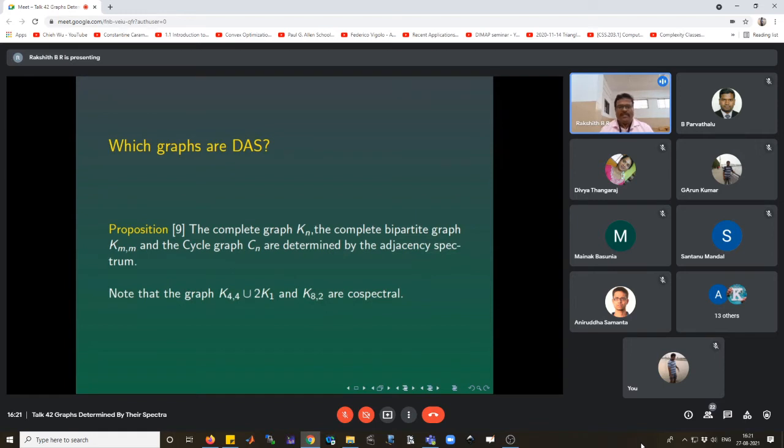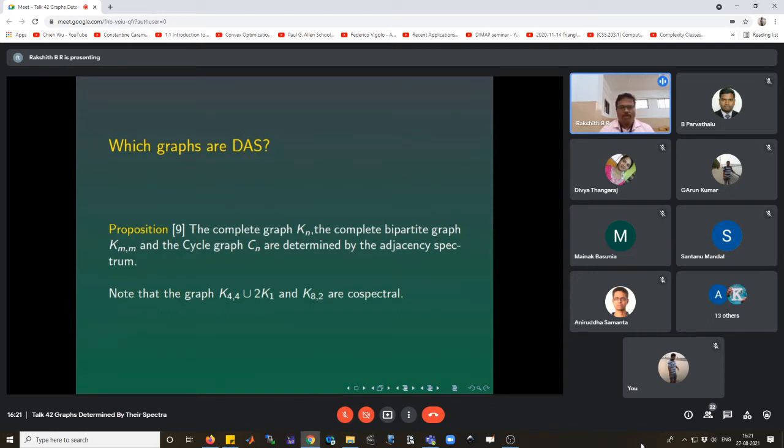So these are the simple graphs which are determined by the adjacency spectrum. Here I have mentioned that only the regular bipartite graphs are determined by the adjacency spectrum. What about the complete bipartite graph? Note that in general they are not determined by the adjacency spectrum.